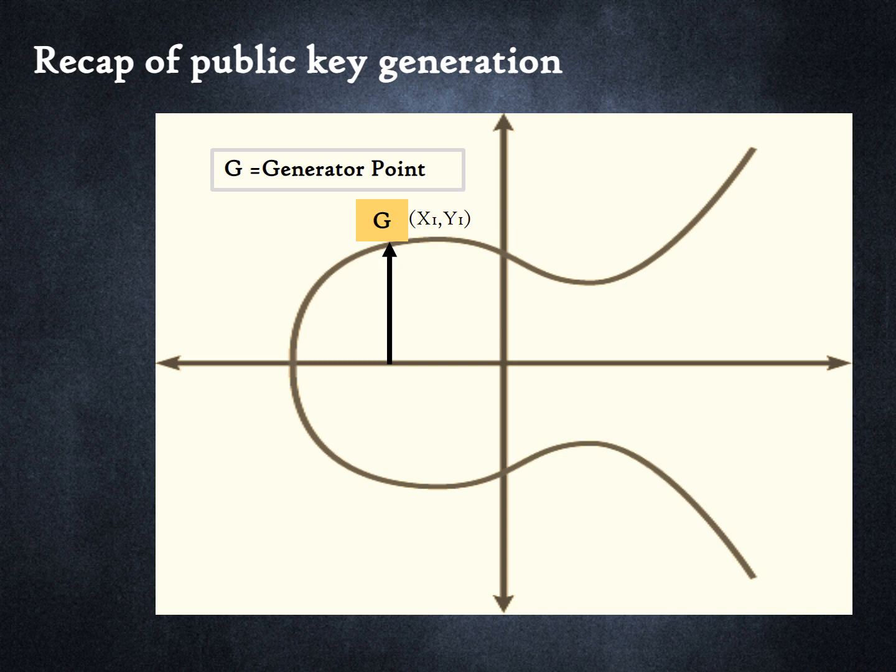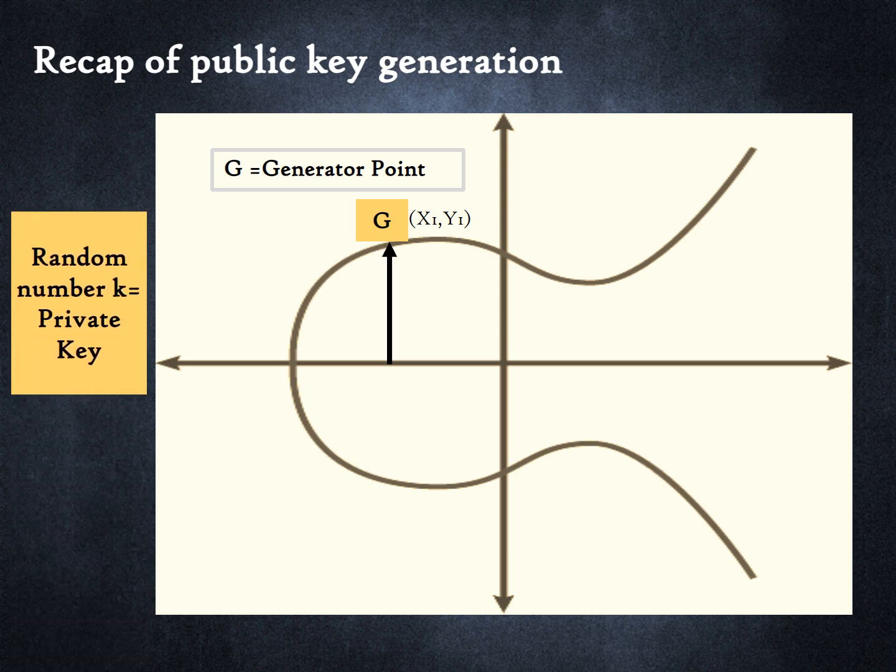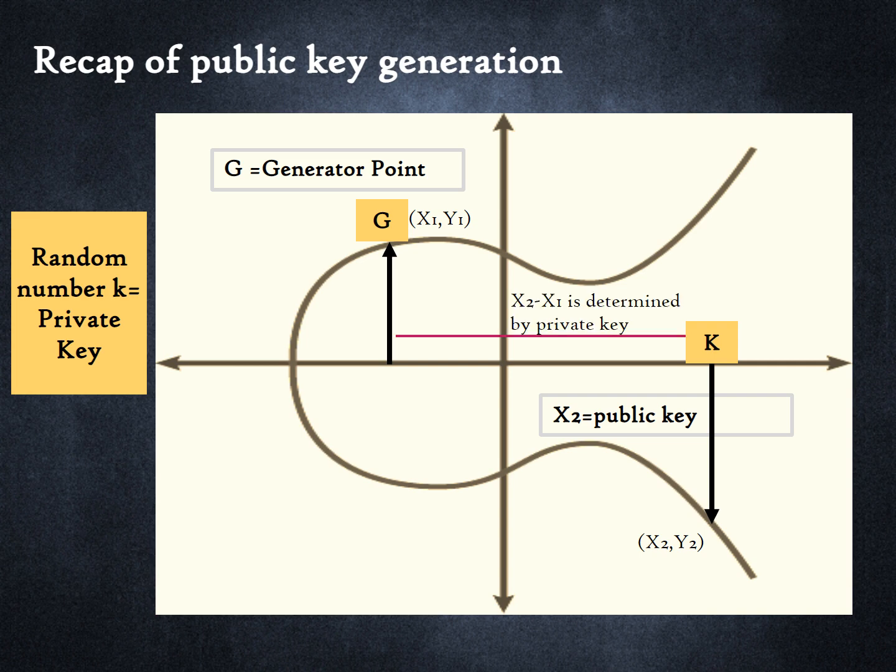It is like the train station from which every train departs. A random number, which we called the private key and symbolized by small k, was generated outside this graph. Depending on the value of small k, a point on the curve was chosen. The x-coordinate of that point was the public key. We denoted the number by big K. We also learnt that the distance between G and big K is dependent on the value of the small k.